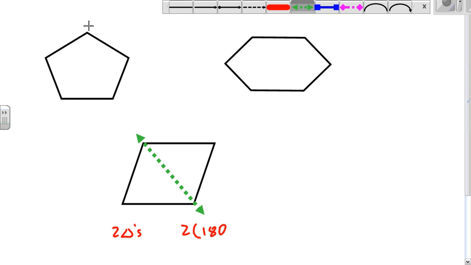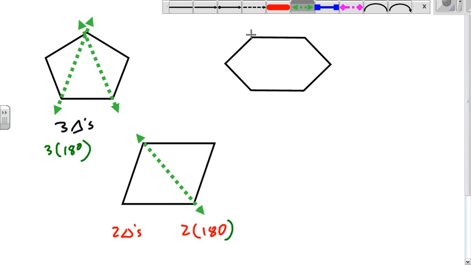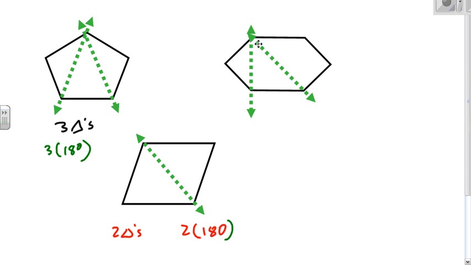For the pentagon, we could do the same thing. You only draw the diagonals from one of the vertices, from one vertex, because otherwise we'd get overlap. So then we get 3 triangles. So that means all the angles must be 3 times 180. And we'll do the same process with the hexagon. Draw all the diagonals, and you get 4 triangles. So the sum of the angles of a hexagon must be 4 times 180.